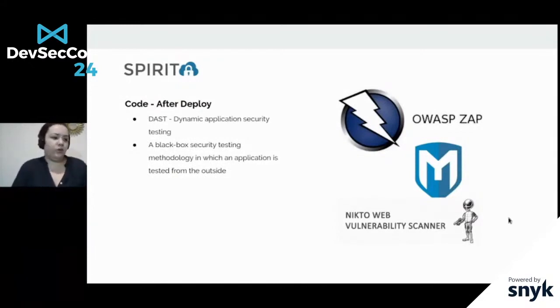There are many more modern tools that you can use in your pipeline, such as IAST, interactive application security testing, and RASP, runtime application self-protection, a kind of next-generation web application firewall. But baby steps, right? This is the start of your DevSecOps journey. So try to include SAST and DAST into your pipeline, and in no time you'll be looking for other tooling.